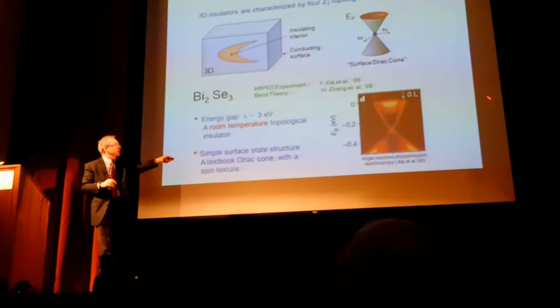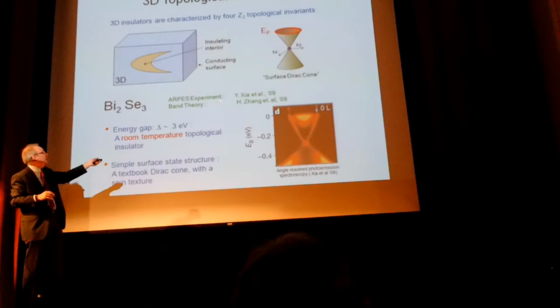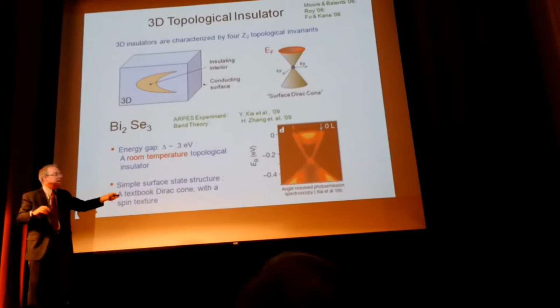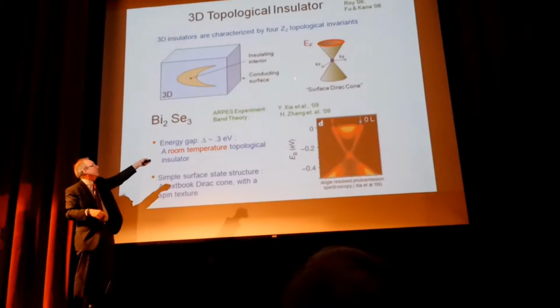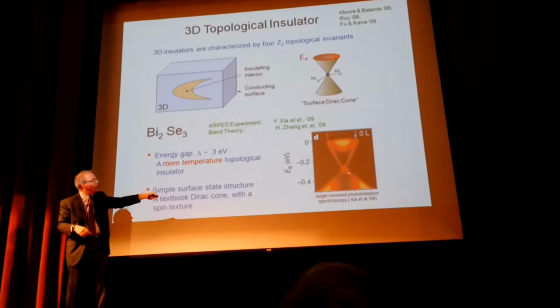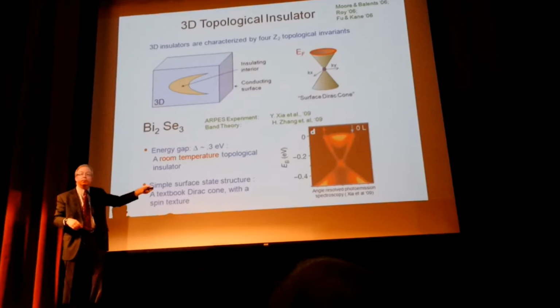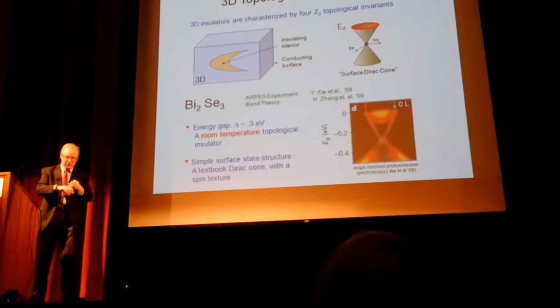And so what this picture is, it's data from Zahid Hasan's group from Princeton, where they did what's called angular resolved photoemission, which is basically a way of taking a picture of the energy as a function of momentum of the surface states. And what you see here is a textbook perfect Dirac cone. Okay, so these surface states really exist. Okay.